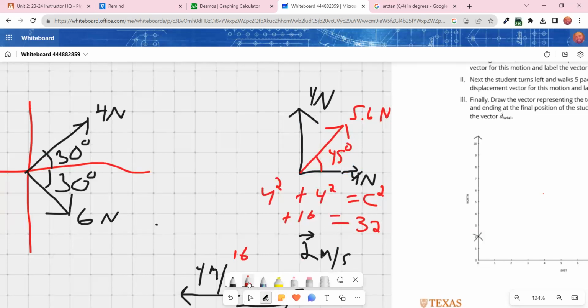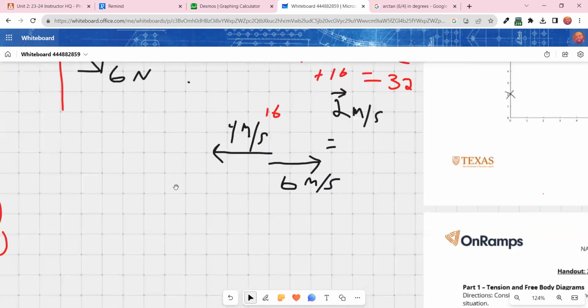How could I just know that it's more than 45? Well, let's think about it. If it were 6 newtons this way, I really hate writing with the mouse. If it was 6 newtons this way and 4 newtons this way, I have more on my y than I do on my x, right? That means it should be above 45 because it's closer to the y than it is to the x.